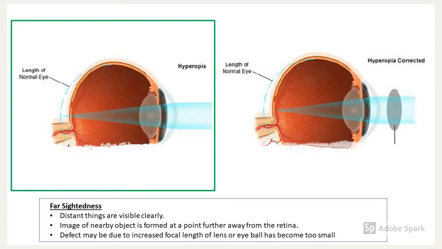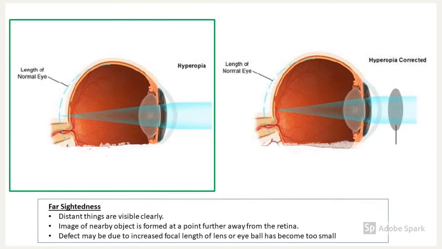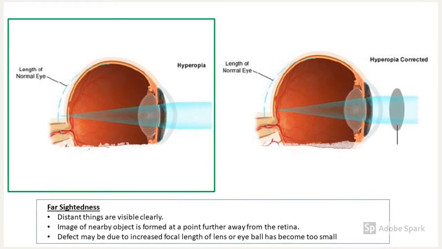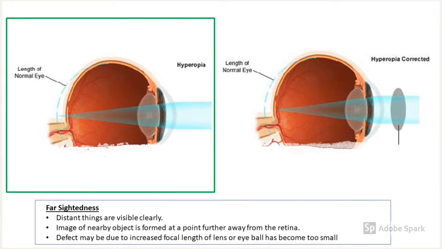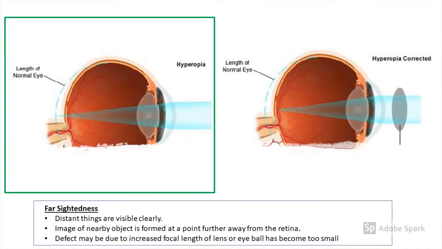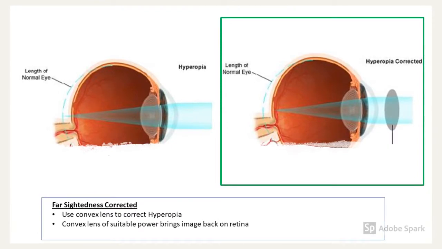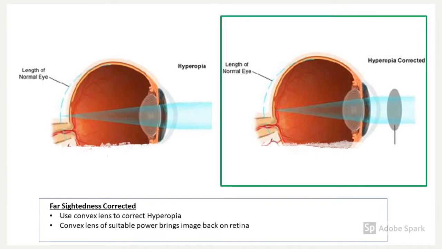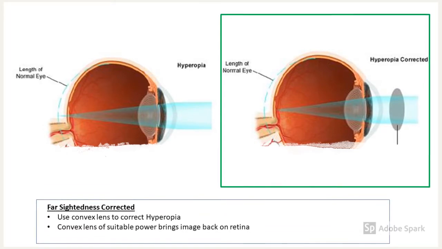The near point for the person is further away from the normal point of 25 centimeters. The light rays from close by objects are focused at a point beyond the retina. This defect arises either because the focal length of the eye lens is too long or the eyeball has become too small. This defect can be corrected by using convex lenses of appropriate power. Eyeglasses with converging lenses provide additional focusing power required for forming the image on the retina.